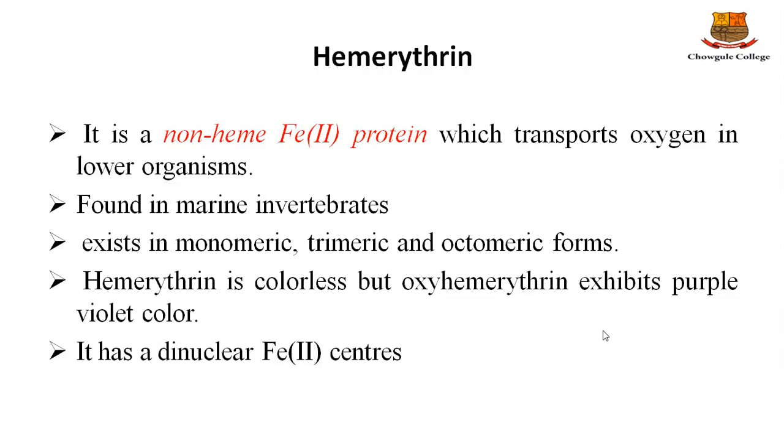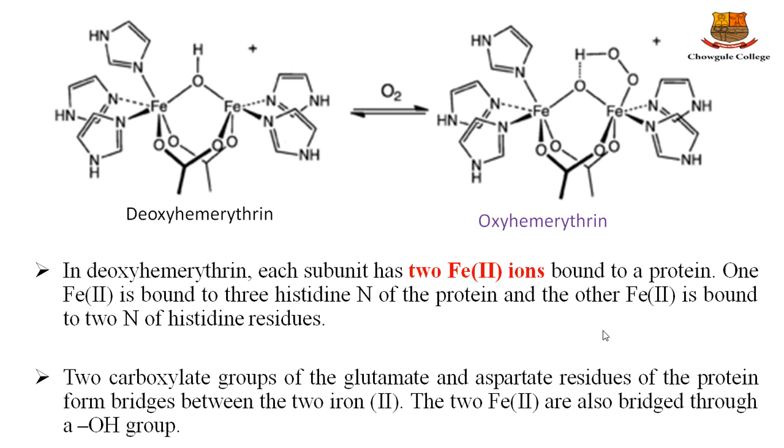Hemerythrin is colorless but oxyhemerythrin exhibits a purple-violet color. It has dinuclear Fe2 centers. You can see here the structure of the deoxyhemerythrin, and after binding to oxygen it gets converted to the oxyhemerythrin.